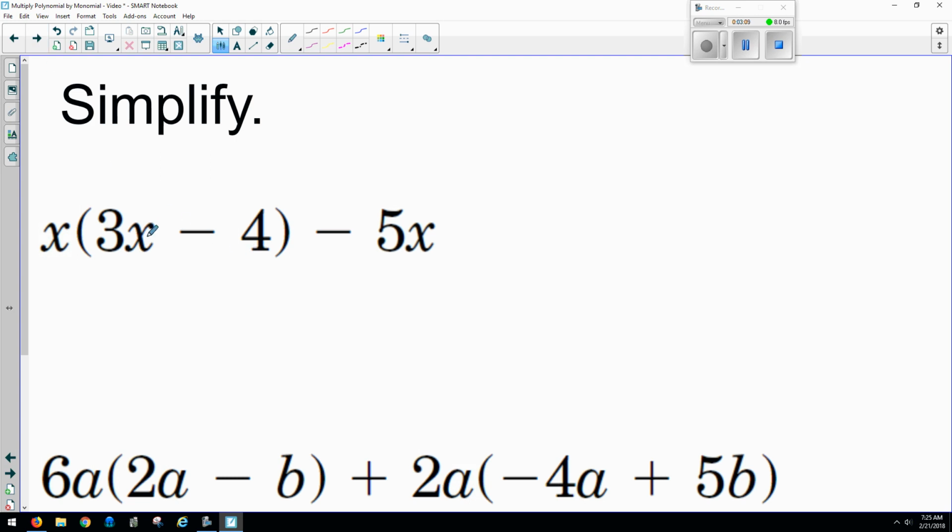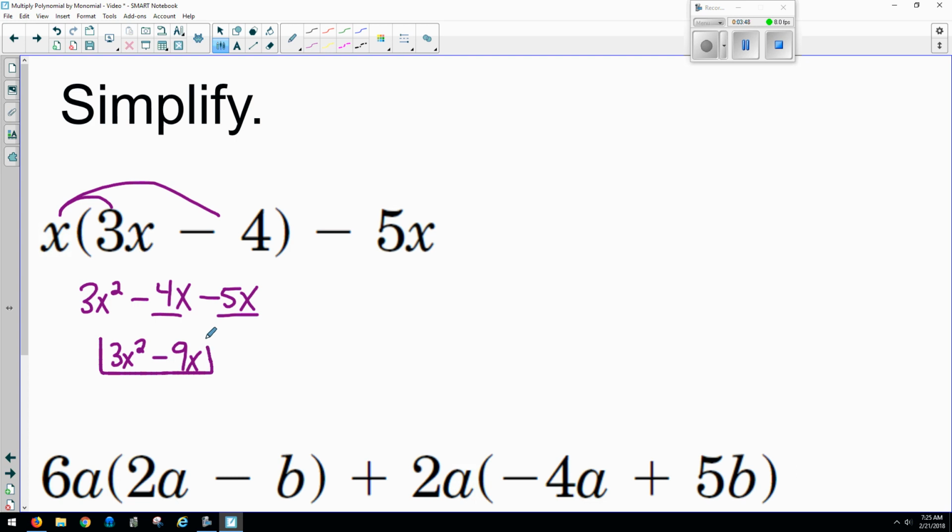So here we're asked to simplify, and there's part of the distributive property in this problem. So I'm going to take this x and distribute. So I have x times 3x, which is 3x squared. Bring down the minus, and I have x times negative 4, which is negative 4x. Bring down the minus 5x. And now we can combine some like terms here. I have negative 4x and negative 5x. So I'm going to bring down the 3x squared and combine those two to get negative 9x.